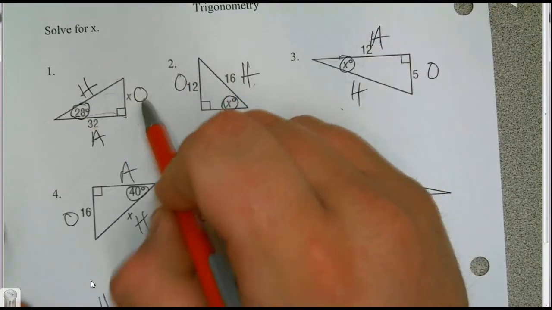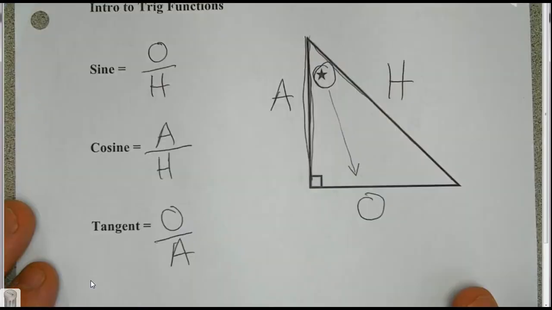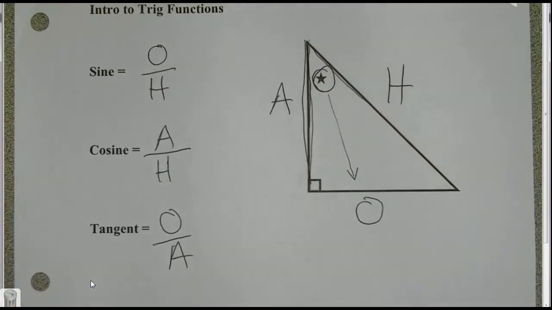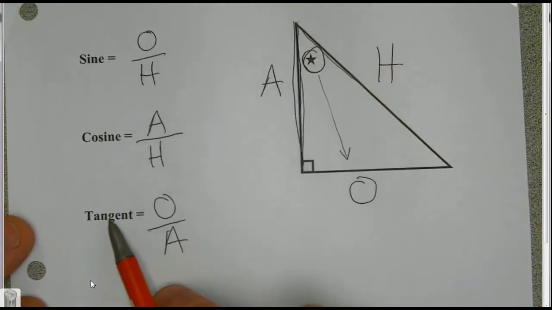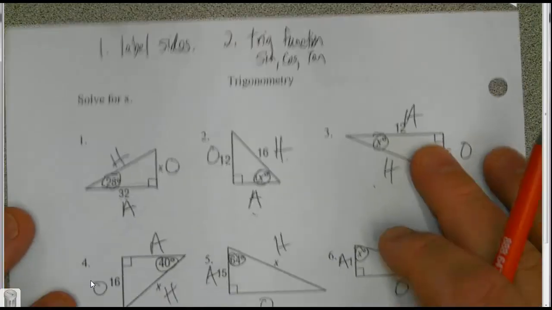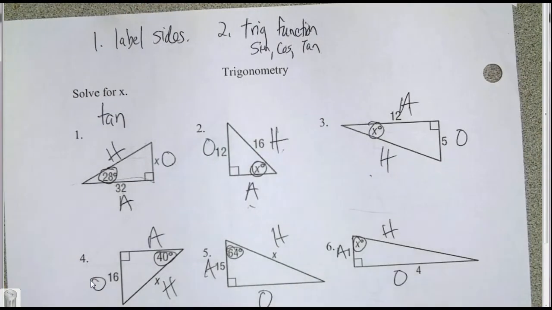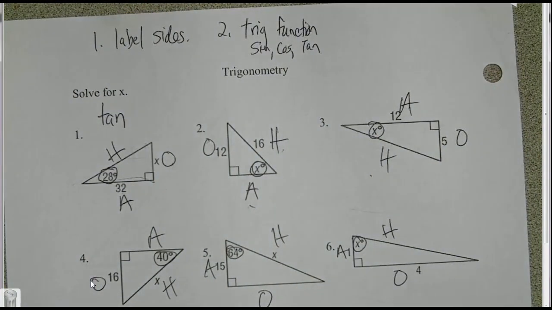So I have my angle, and I notice I have x and 32. x is on the opposite, and 32 is on the adjacent. So I flip over to the other side here, and until you memorize this, unfortunately you're going to have to use the sheet to flip back and forth, but tangent is opposite over adjacent. And so I know for number 1, I'm going to have the tangent. Right now, that's all I'm writing on number 1. We're going to talk about how we write the proportion and all of that in a minute.